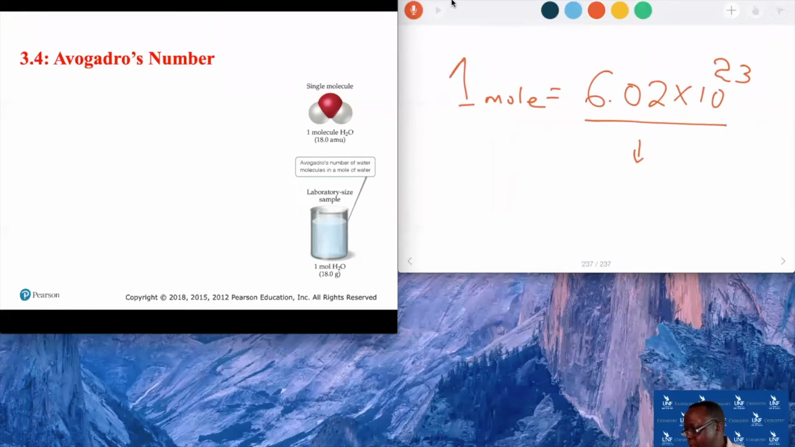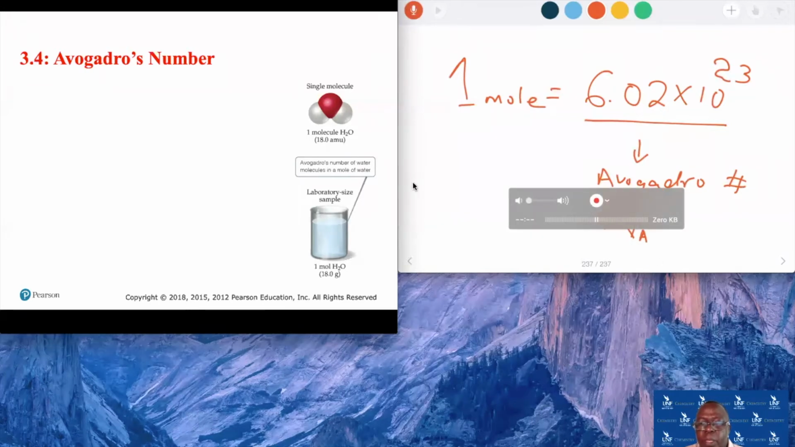This is the Avogadro number, and chemists use this symbol to represent it. Next time you see uppercase N with a subscript A, it represents the Avogadro number, and it represents 1 mole of anything.